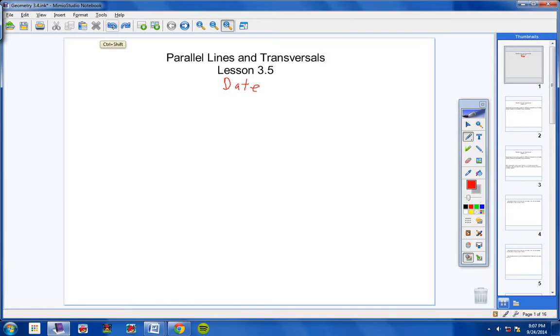Parallel lines and transversals, lesson 3.5, and please be sure and include today's date. I'm not sure why this thing's hanging around right here. Let me see if I can get rid of it real quick, students, if you'll give me a second. There we go. Very good. And let's go ahead and continue on. Parallel lines and transversals, lesson 3.5.